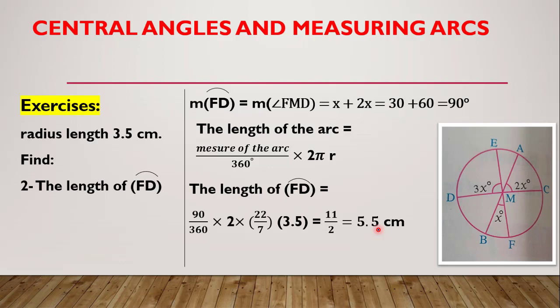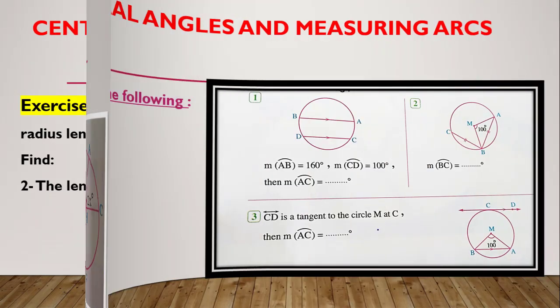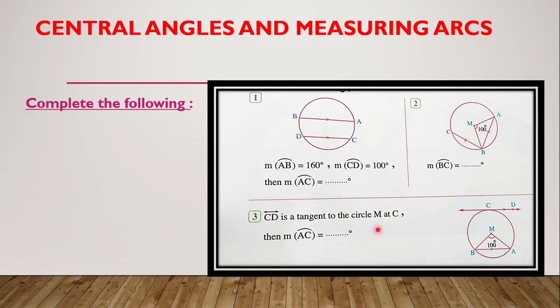So we learned that we have a measure of arc and a length of arc. The measure of arc is the same as the measure of the central angle, and the length of arc will be the measure of arc over 360 multiplied by the circumference of the circle, which is 2 pi r. Okay, let's continue.